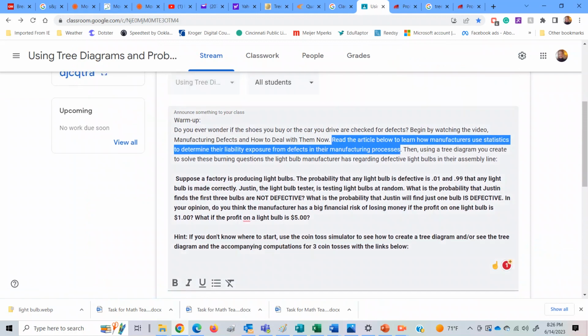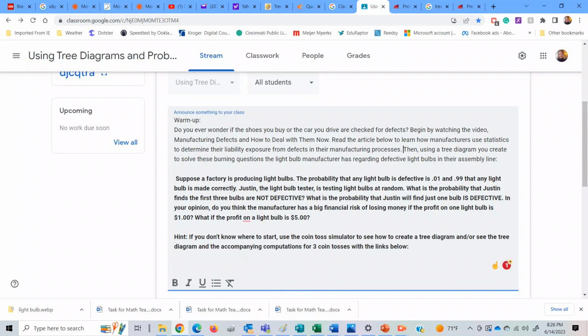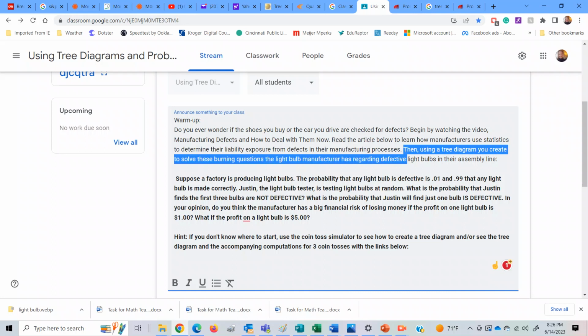And then once they read that article, the next step is for the students to construct their own tree diagram to solve this word problem. So the word problem states, suppose a factory is producing light bulbs. And I chose light bulbs because you don't have any socioeconomic barriers for understanding this type of problem. Everybody uses light bulbs, so I thought it would be a good choice.